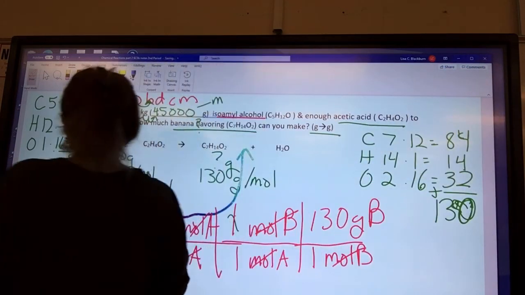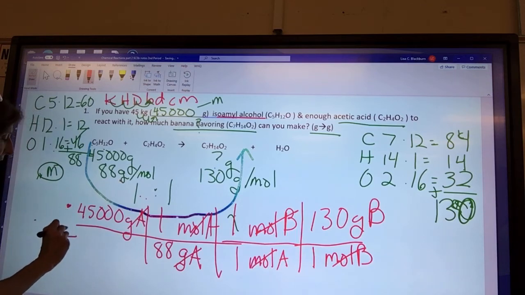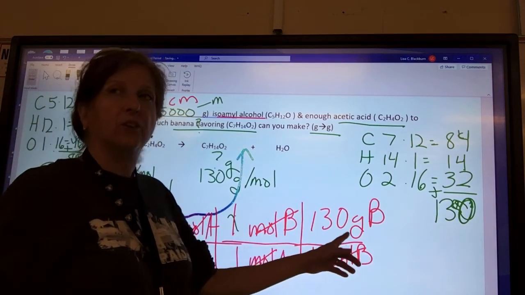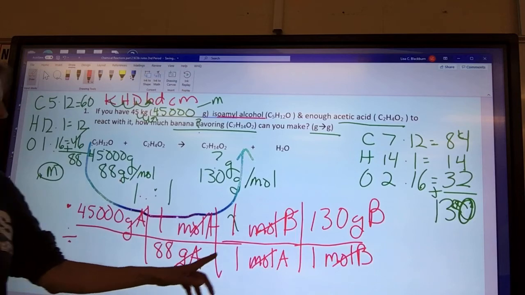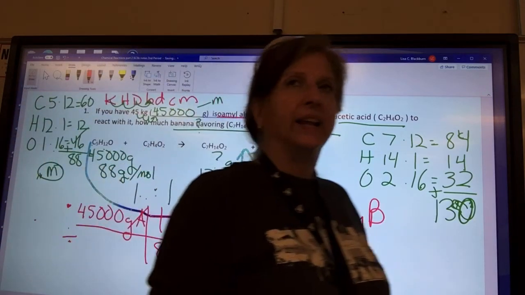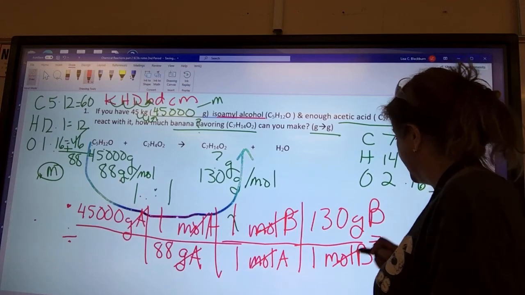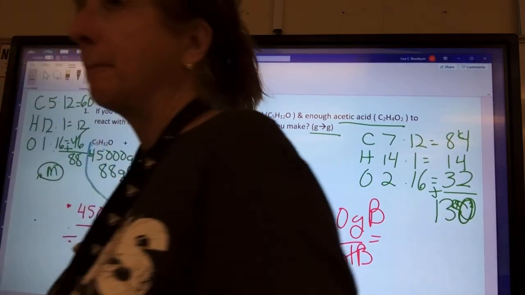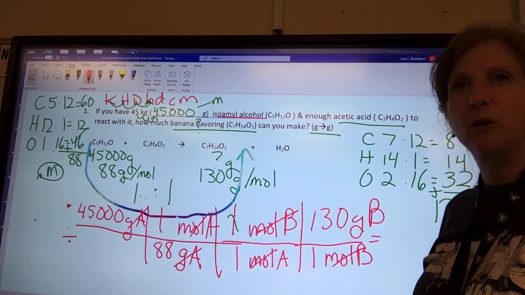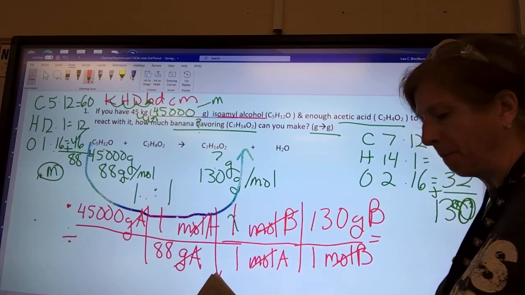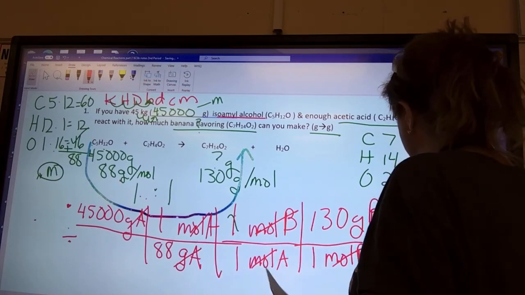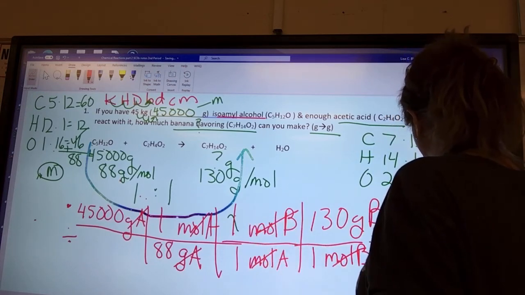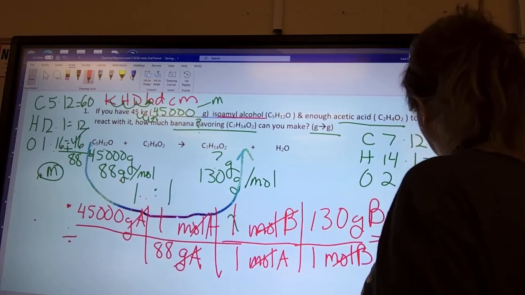Now, on your calculator, any number on top you multiply, any number on bottom you divide. So you'll go 45,000 times 1 times 1 times 130, enter, divided by 88, divide by 1, divide by 1, enter. Somebody do it on your calculator and tell me the answer. What is it? What's the answer? Everybody's got their calculator today? Kaylee, you've got it. 66,477. 66,400 and what? 77. And that's grams of banana flavoring, what we were supposed to have.